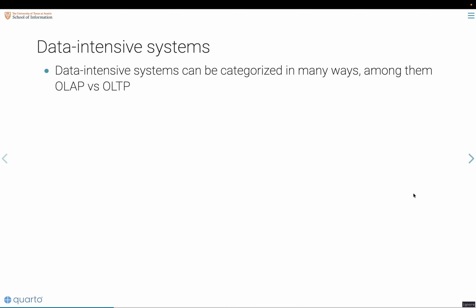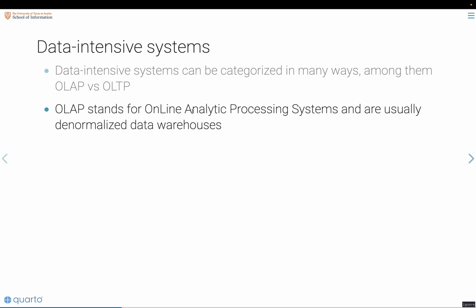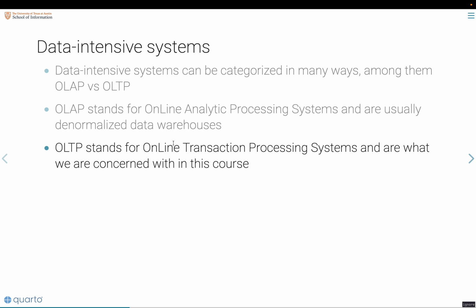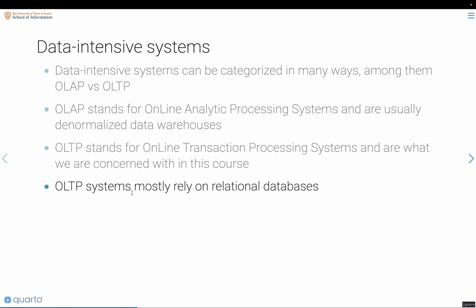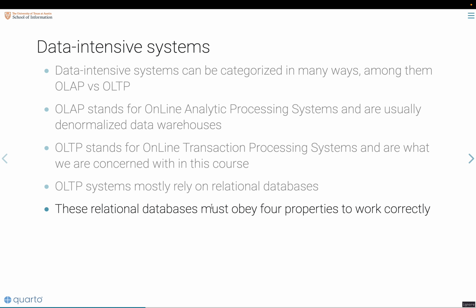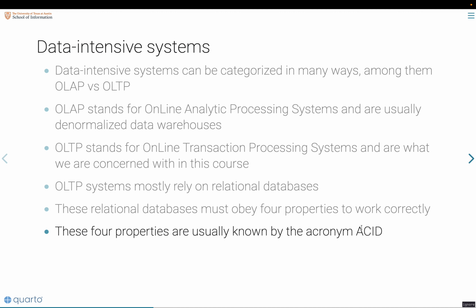Data-intensive systems can be further categorized, and one way is to categorize them as being either OLAP or OLTP. OLAP standing for online analytic processing, and those are usually denormalized data warehouses. And OLTP stands for online transaction processing systems, and that's what we're concerned with in this course, because OLTP systems mostly rely on relational databases. And these relational databases must obey 4 principles to work correctly. And those 4 principles are usually known by the acronym ACID.